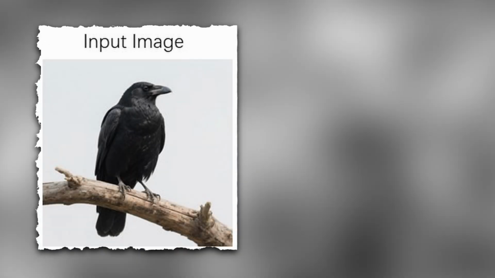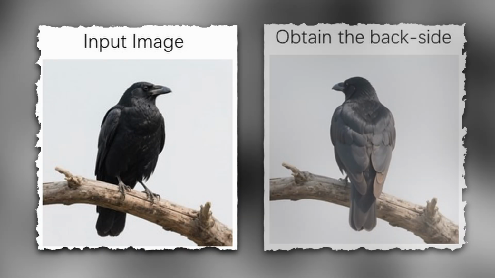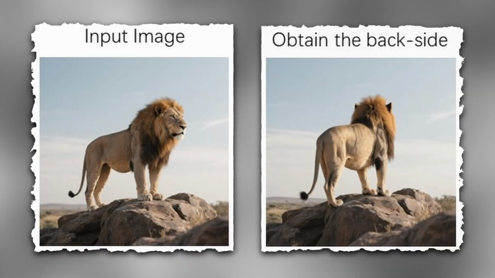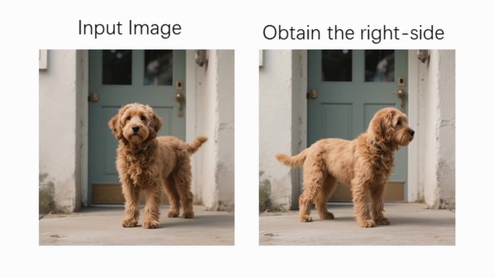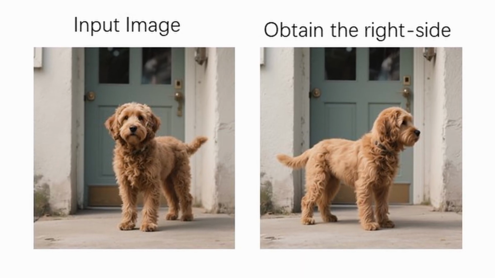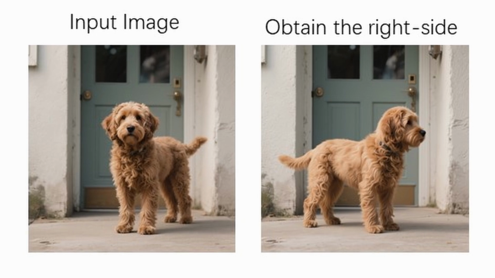For instance, you can input a side profile of a crow and generate a matching back view, or upload a front view of a lion and get a natural, believable rear or side angle as well. Artists and designers can quickly build character sheets with every pose filled in, even if only one reference is available.